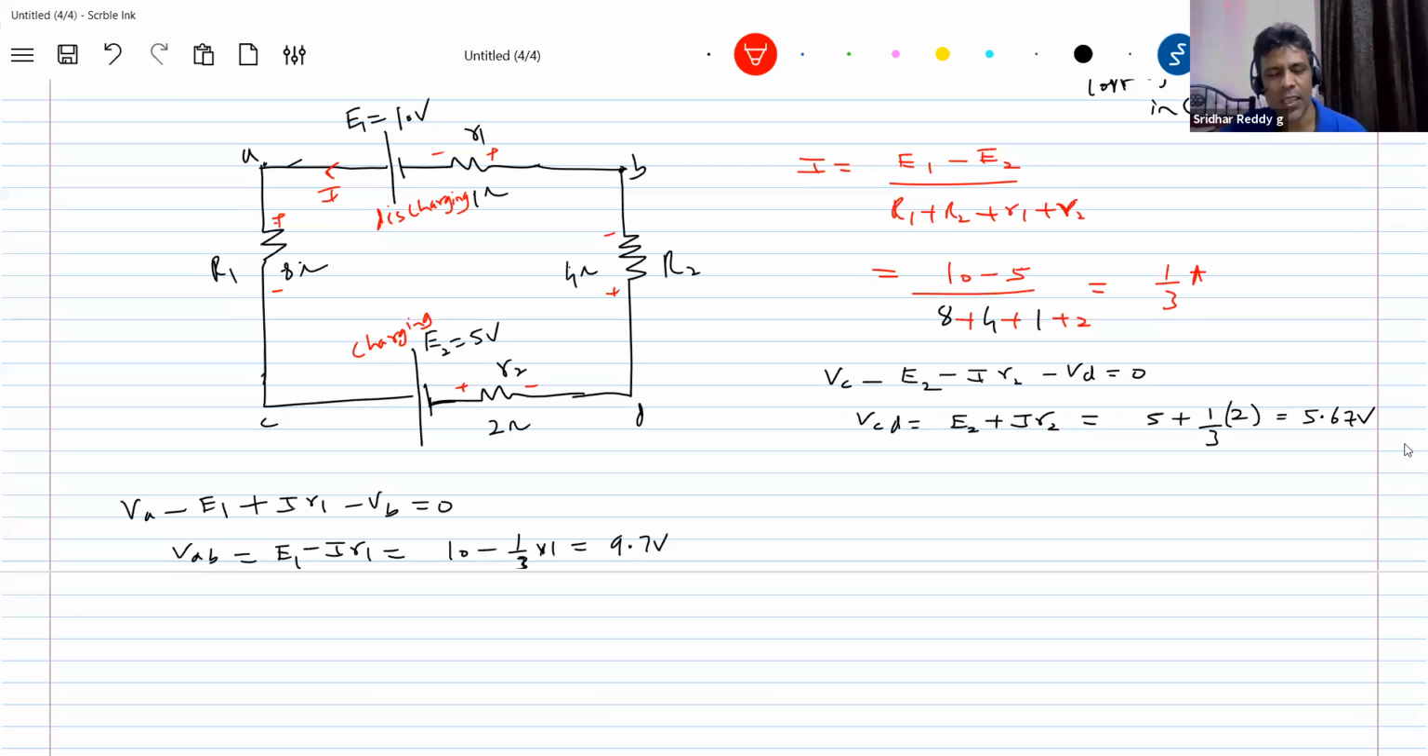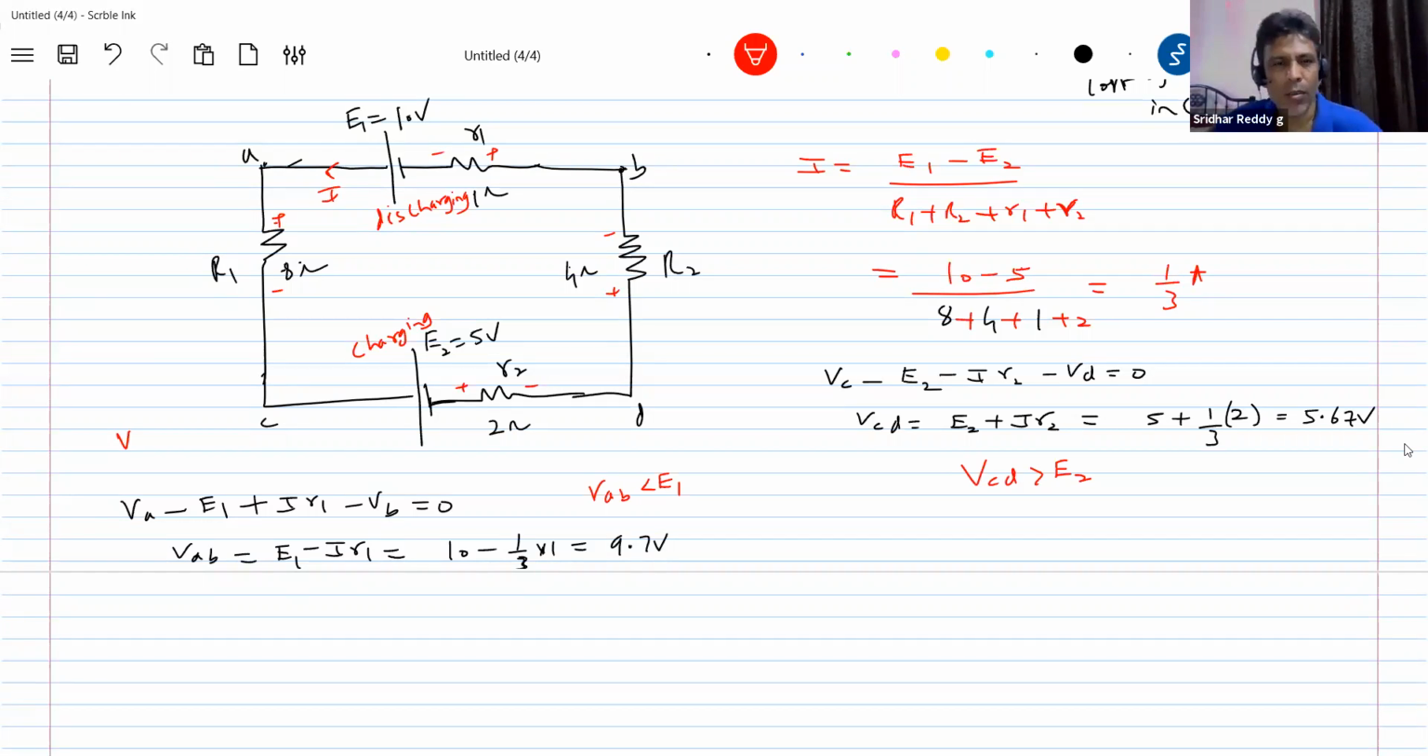When it is charging or discharging, what will the terminal voltage be? Look at this one. When discharging, the terminal voltage is less than the applied EMF. When it is charging, the terminal voltage will be greater than the applied EMF.